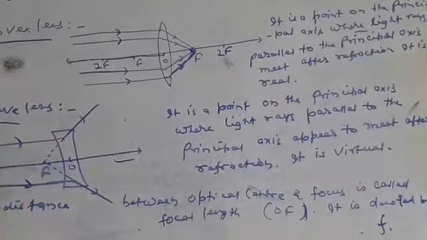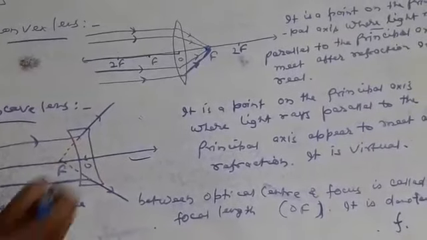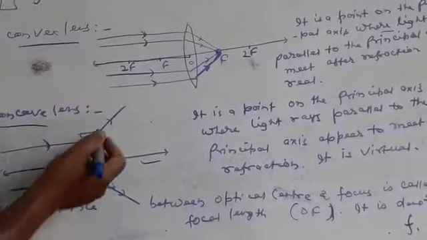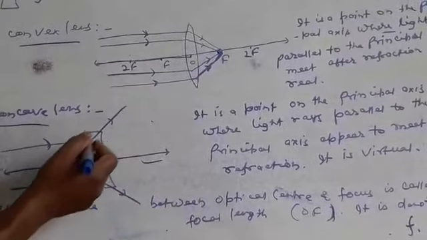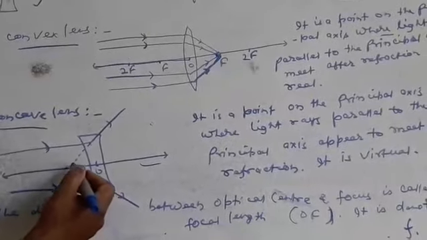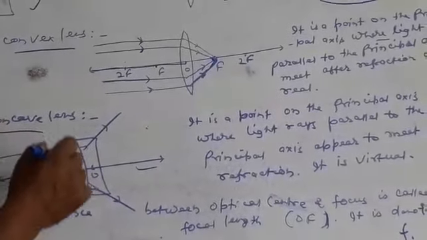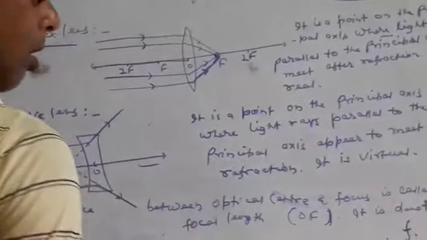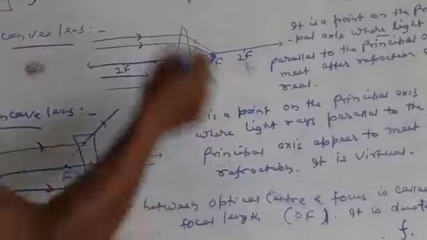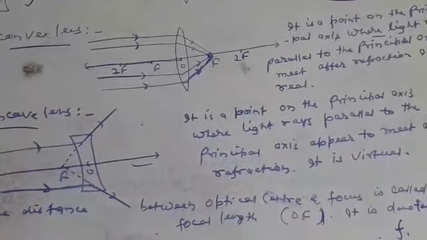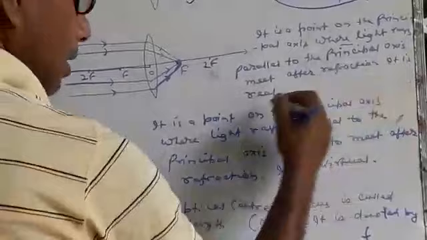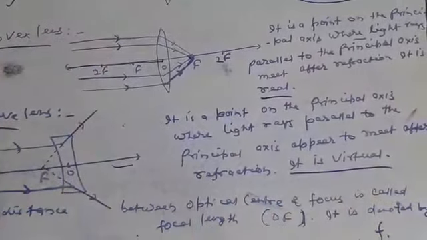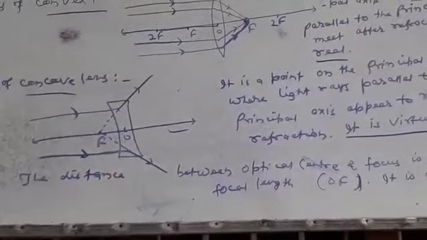It is virtual because you are seeing in the diagram that the light rays are not really intersecting the axis. When we extend them backward, they meet at a point, so it becomes the principal focus of the concave lens. This means if there is a question, what is the difference between the principal focus of a convex lens and a concave lens? The very simple answer: a convex lens has a real focus, while a concave lens has a virtual or imaginary focus.